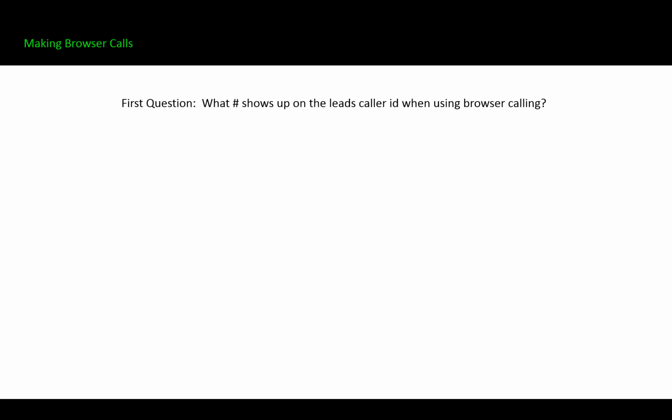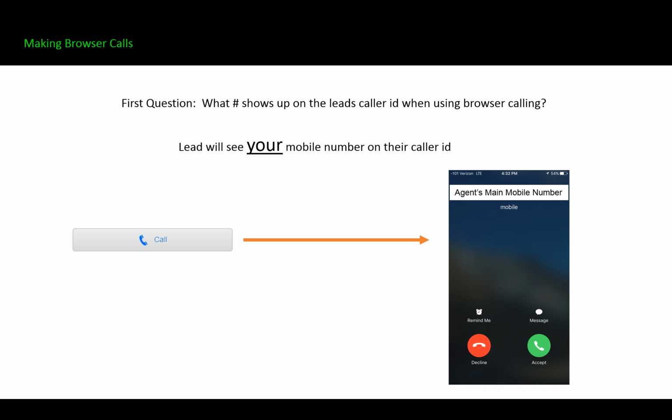The first question that we've heard from some beta testers with this is, what number will show up on the lead's caller ID when I'm using the browser calling feature? It's your main number. It's not your secondary Highgarden or Easy Street number. It's your main mobile number that will still show up on the lead's caller ID.